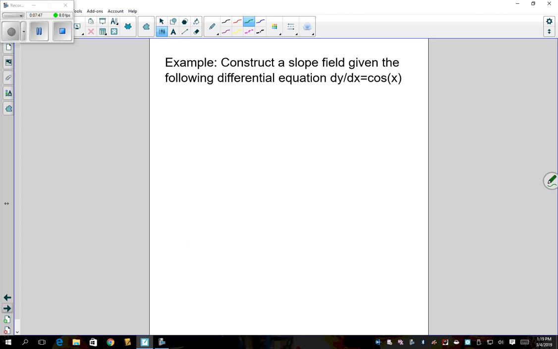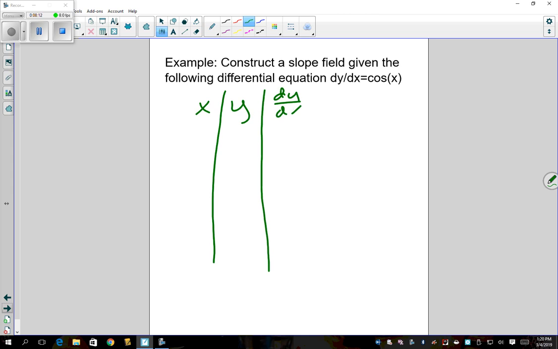So in this example, we're asked to construct a slope field given the following differential equation: dy/dx equals cosine of x. What we first want to do is set up a table, and this is how I would recommend setting up a table if you're asked to construct any slope field. We have our x, our y, and then our dy/dx. Looking at this equation, I know we don't have a y, but it's good to get in the habit of it for when you do have one, let's say cosine of x plus y.